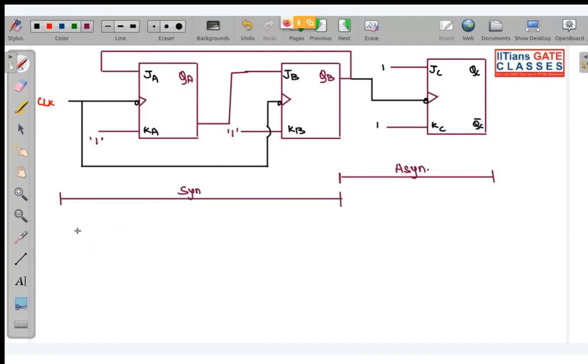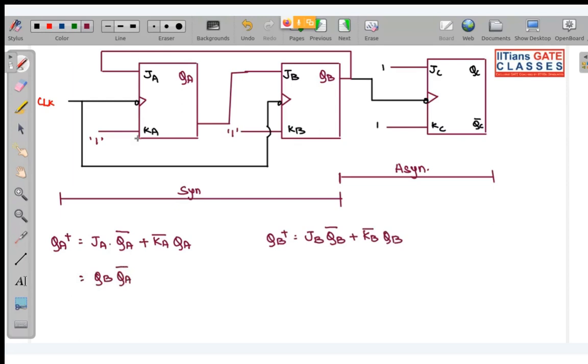So now if that is the case, let us write the next state equation of the A flip-flop. QA plus is equal to JA dot QA complement plus KA complement QA, and QB plus is equal to JB QB complement plus KB complement QB. So what can you see? JA is equal to QB, so this is QB QA complement, and K is equal to 1, so this will be 0. I am not writing it.